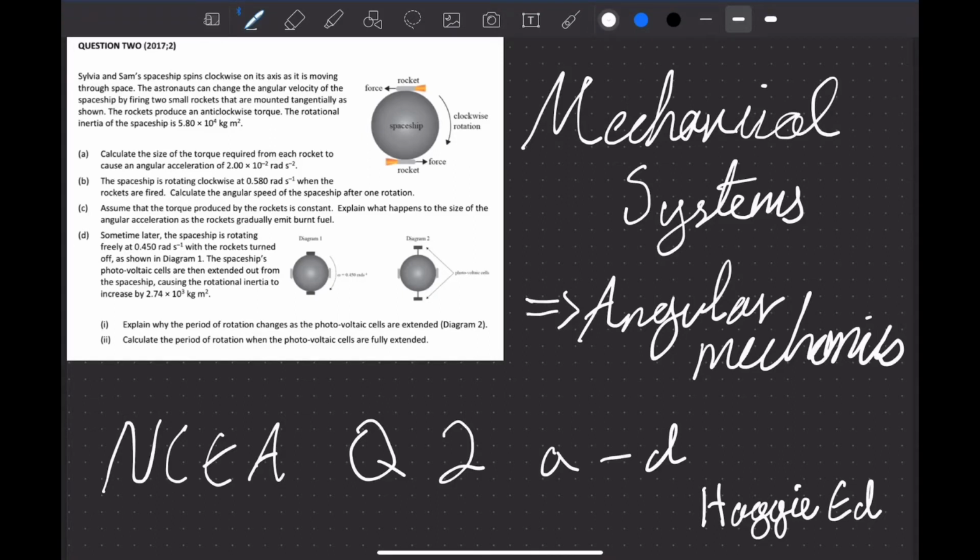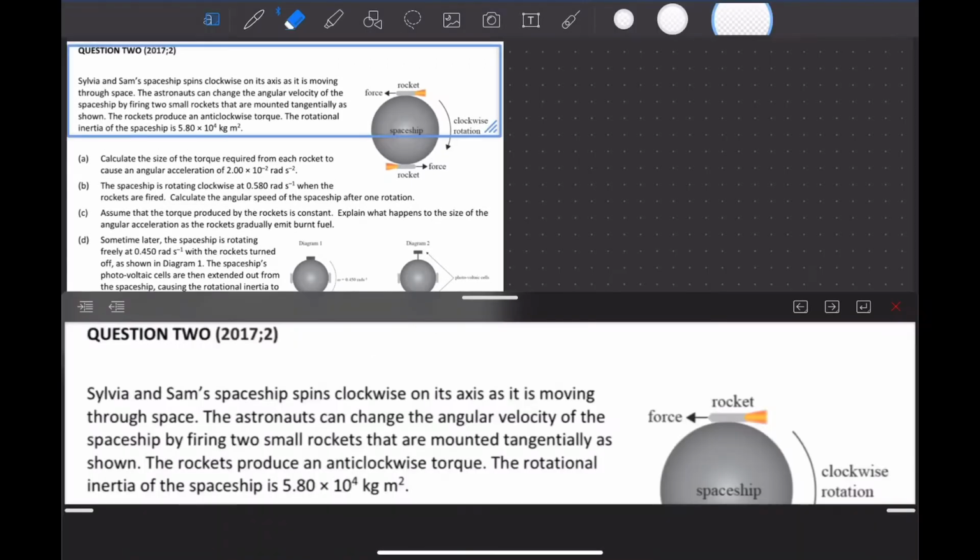We're looking at mechanical systems, angular mechanics, specifically through the guise of the NCEA examination question from 2017, question 2, A to D, as you can see up the top left. Let's get to it. Sylvia and Sam's spaceship spins counterclockwise on its axis as it's moving through space.